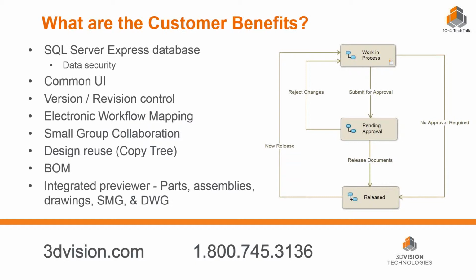So we're going to use the copy tree functionality, which is similar to the pack and go functionality, so that we can pack up everything that's related to this assembly. We can go into the copy tree functionality inside of PDM Standard and say we want to reuse this file, and this one is actually going to be a new file based off of this. There's some BOM integration inside of here as well, which I'll show you.